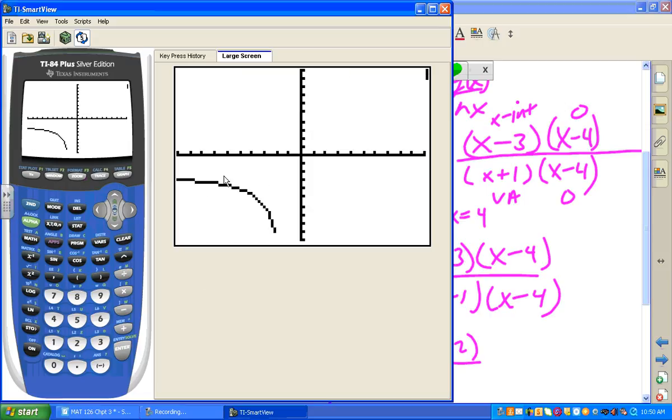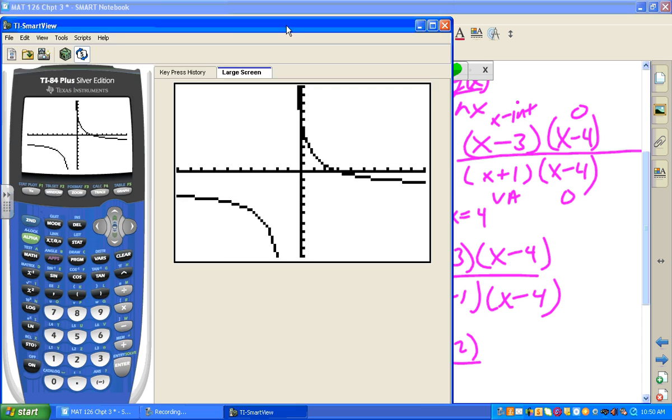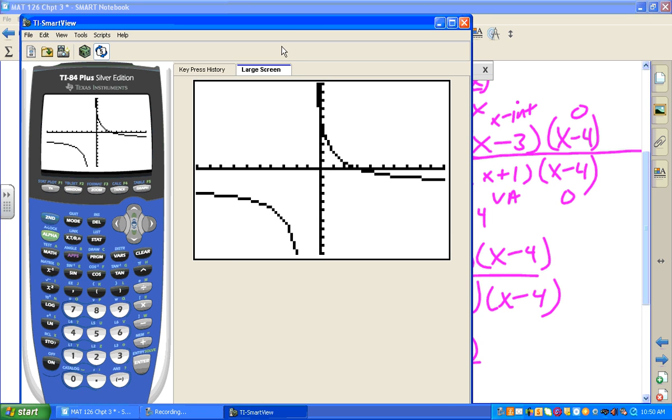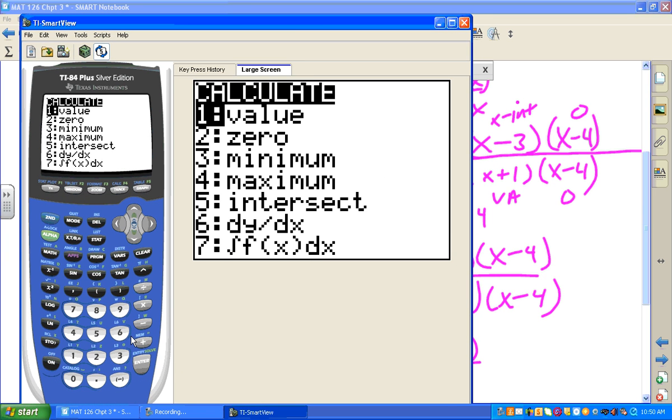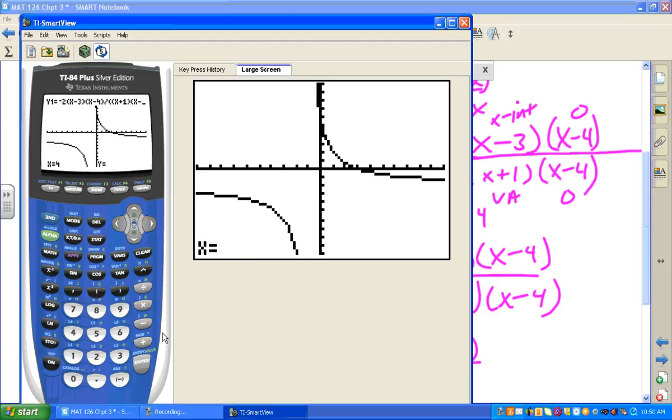Okay, so there you see the horizontal asymptote. You can see the vertical asymptote coming down right there, and you can also check by putting in 4 and making sure there is no value. So I can calculate the value at 4, and there's one, so there's a hole in the graph. You can't see the hole in the graph because of the pixels, but you get the idea: there's the horizontal and there's the vertical asymptotes. Okay?